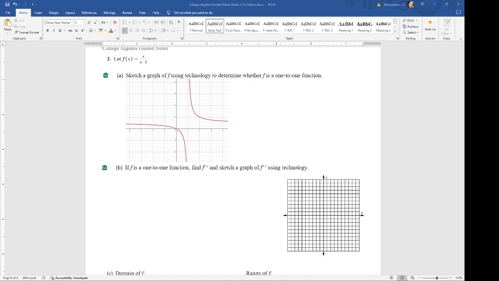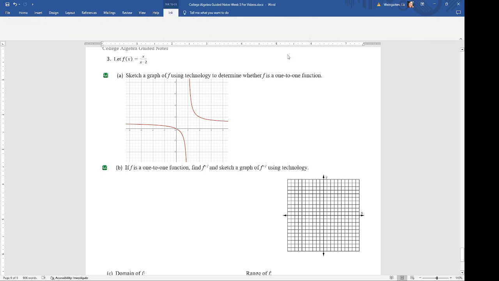In number 3, we have a different sort of function. This is a rational function. So I took the liberty of graphing this one in Desmos, and this is what the graph looks like. There is no overlap. It passes both the vertical and horizontal line tests.